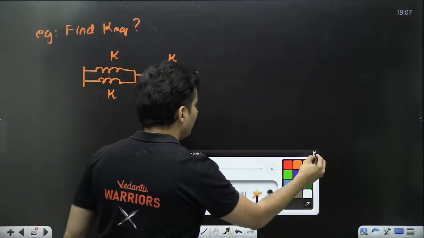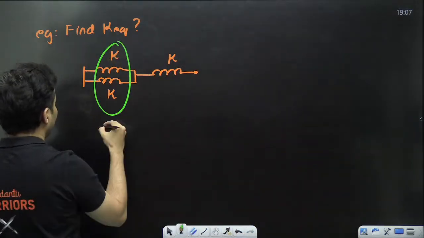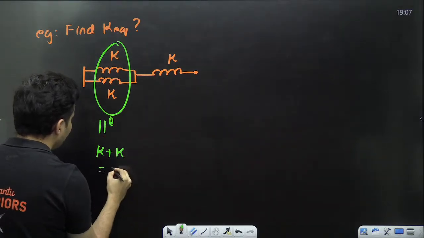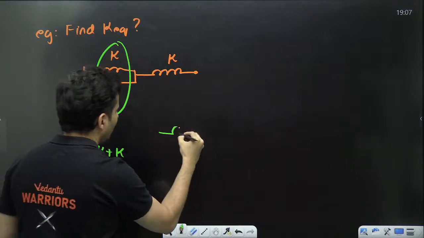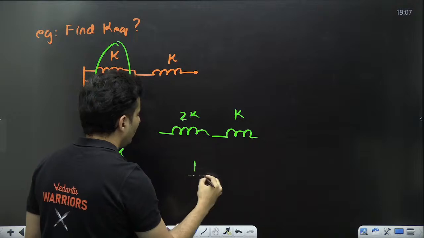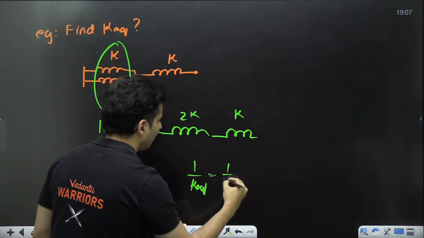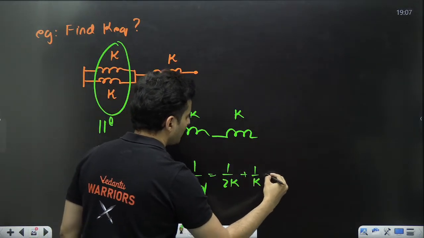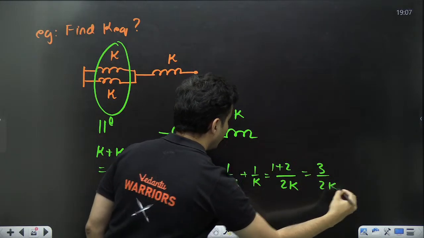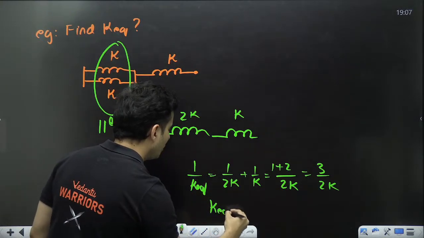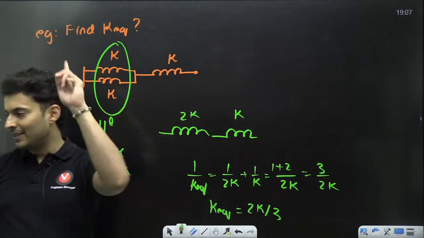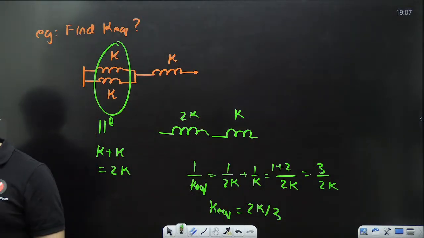Okay, so what is the answer, my dear warriors? Come on, think about it. First of all, these two are in parallel. When they are in parallel, you just add them, K plus K, which is equal to 2K. Now, you can say that 2K is in series with that K. So 1 by K equivalent is 1 by 2K plus 1 by K, which is (1 plus 2) by 2K, which is 3 by 2K. So reverse it. So equivalent is 2K by 3. Very good.